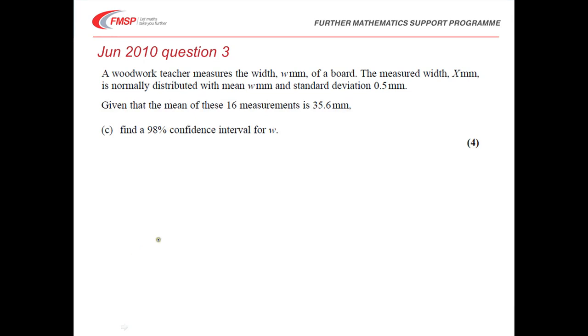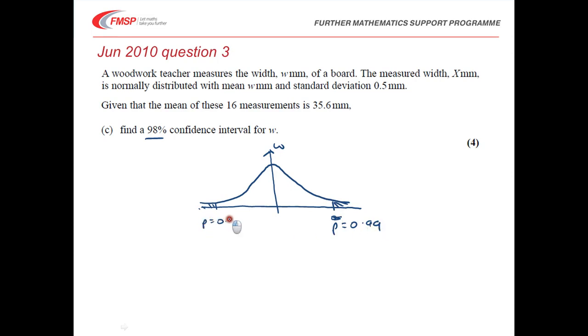Okay, so in part C, we're asked to find a 98% confidence interval. Okay, so to do a confidence interval at 98%, you need to realize what's really going on. So we've got a distribution. Okay, it's normally distributed with a mean in the middle of W, and the 98% confidence interval really means that we are looking at the middle 98%. So that's going to give me a probability value, let's call it P, of 0.99, and at the bottom end it's going to give me a P value of 0.01.